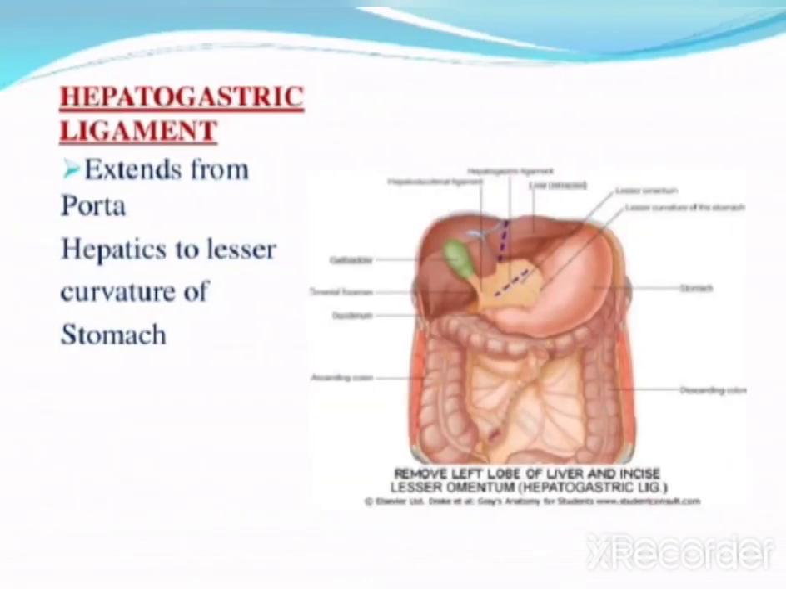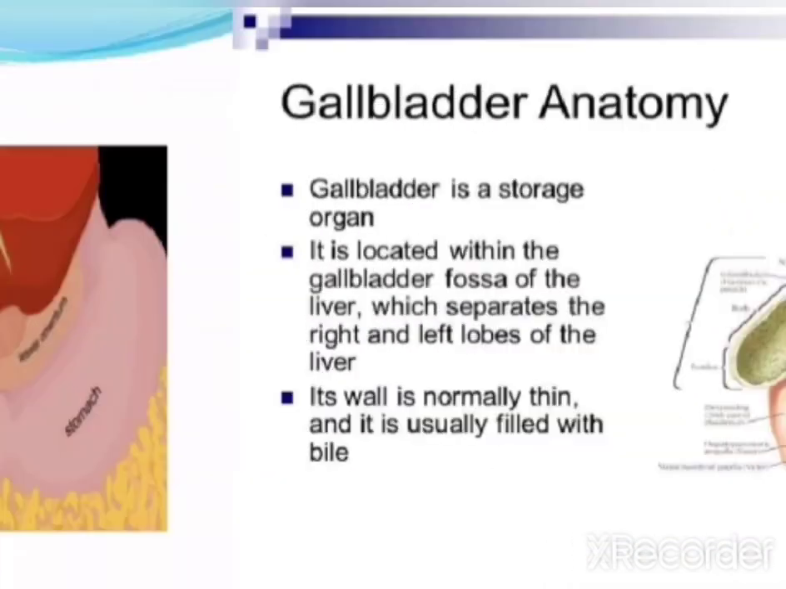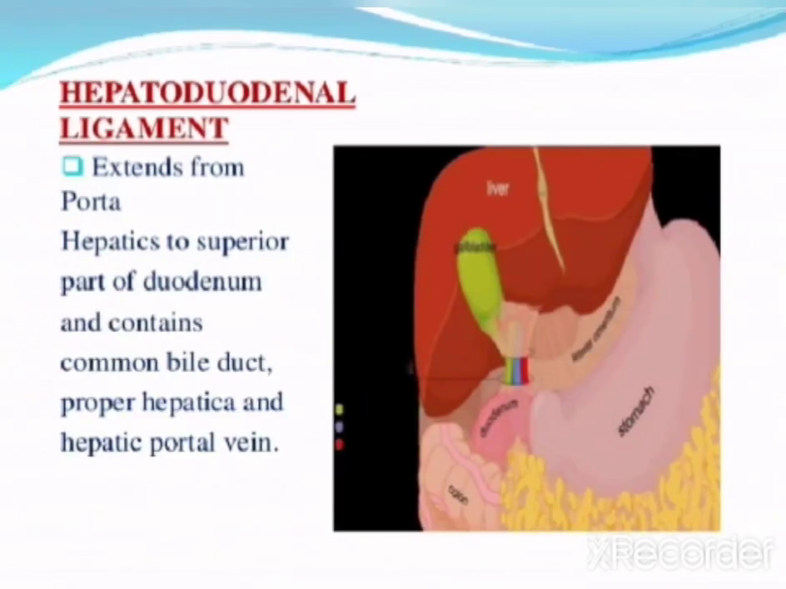Now, what is the hepatogastric ligament? It extends from the porta hepatis to the lesser curvature of the stomach. Now, what is the hepatoduodenal ligament? It extends from the porta hepatis to the superior part of the duodenum and contains the common bile duct, proper hepatic artery and hepatic portal vein. So this is about the liver.